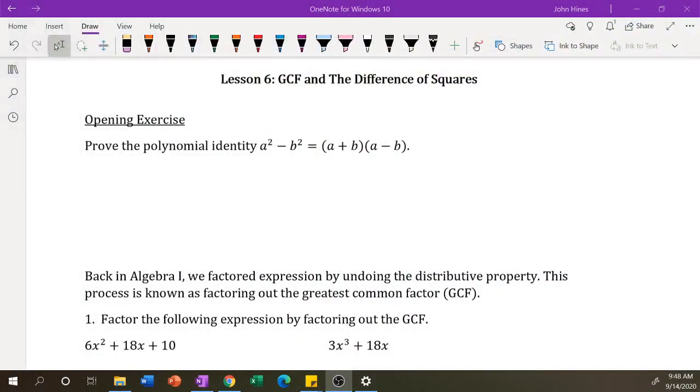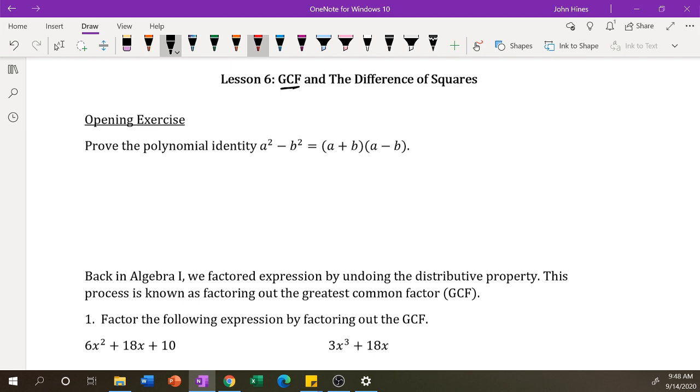Math time. Hi everybody, so in lesson 6 here, we're going to be talking about factoring for the first time, which leads us into the second half of Unit 1. So lesson 6, we're going to review 2 factoring techniques from Algebra 1, where we talked about the greatest common factor, the GCF, and the difference of perfect squares.